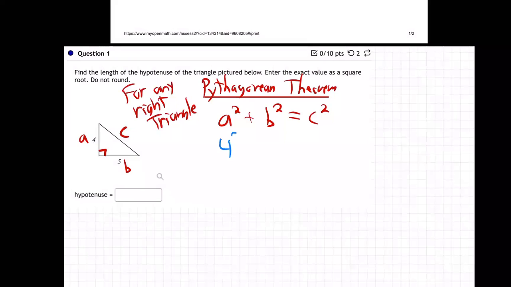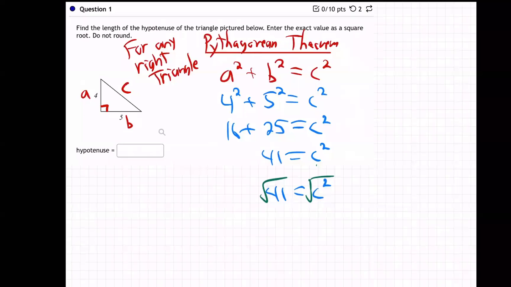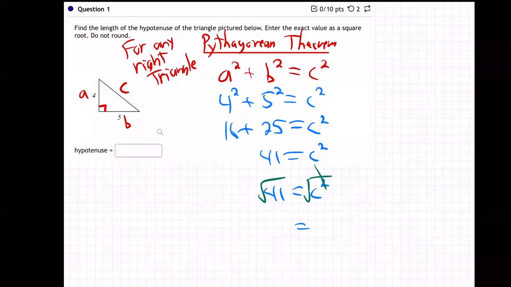So that's going to be 4 squared plus 5 squared is C squared. Like that. So that's 16 plus 25 is C squared. Add those up. That's 41 is C squared. Now, how do we turn that into regular C? Well, we have to square root it, don't we? Right, that's what gets rid of a second power, is a square root. That cancels it out. And so that makes it regular C.